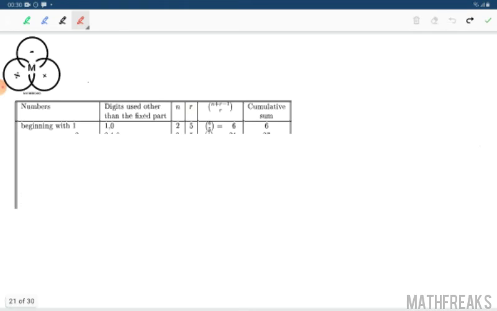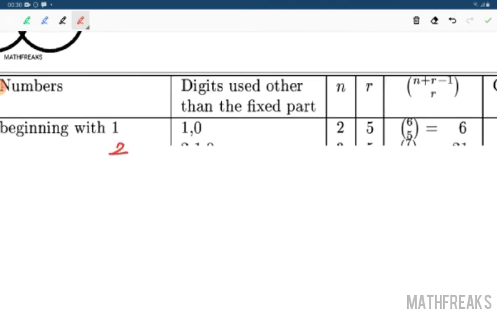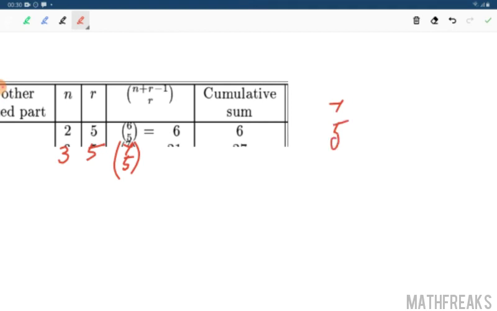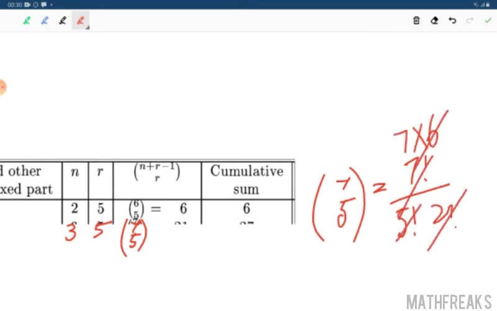So here, beginning with 2, digits used in the non-fixed positions are 2, 1, 0; n is 3, r is 5. This is 7 choose 5. Now what is the value of 7 choose 5? 7 choose 5 equals 7 factorial over 5 factorial 2 factorial, which is 21. Cumulative sum 27.